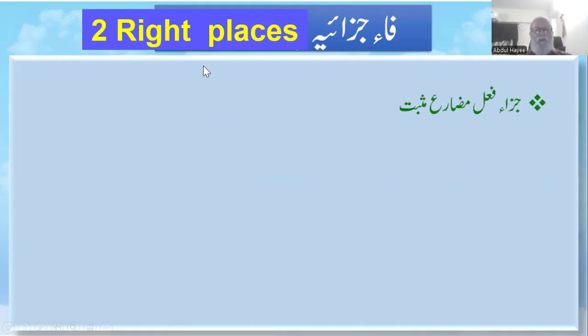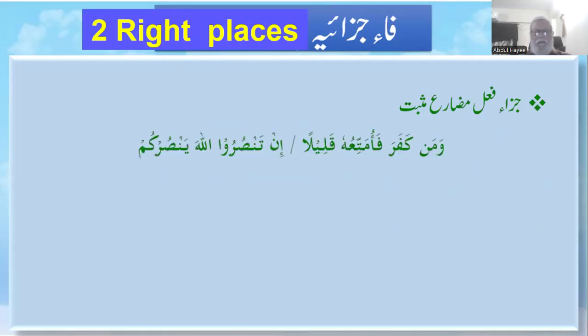One is fi'l mudari' positive, when the answer of the condition, meaning the jawab shart, is fi'l mudari' positive. Example is وَمَنْ كَفَرَ فَأُمَتِّعُهُ قَلِيلًا. Umatti'uhu qalila is a mudari' verb coming as positive. Fa is used. But in the next example, in tansurullah yansurkum, yansurkum is mudari' positive, but no fa. So fa can be used or may not be used in this case.